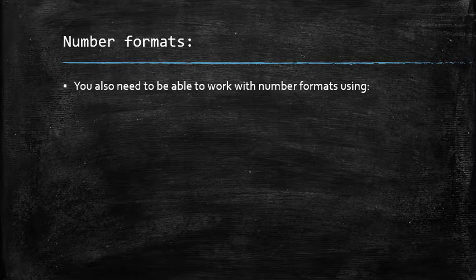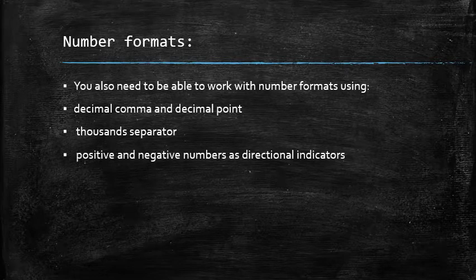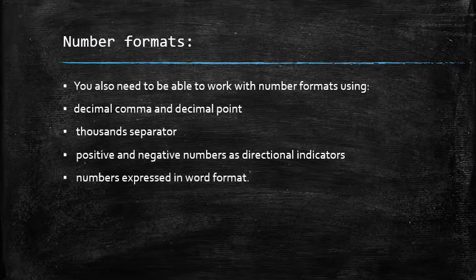Now, if we start looking at more number formats, you also need to know the difference between the decimal comma and the decimal point. You also need to know how the thousands separator works. We also need to know about positive and negative numbers as directional indicators, and how numbers can be expressed in word format and how we can use that. So let's have a look.